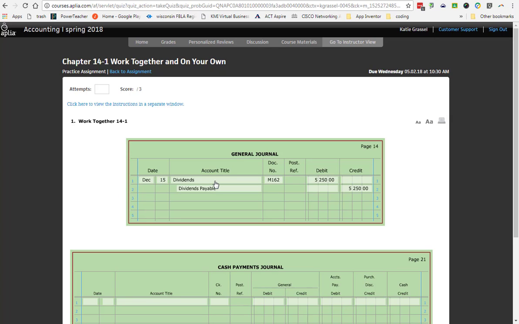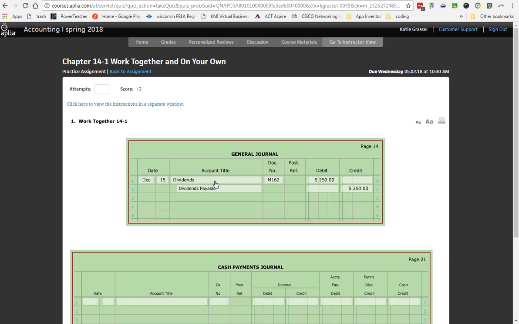Declaring a dividend is the action by the board of directors to distribute earnings to a stockholder. The definition of dividends is earnings distributed to our stockholders. And the amount earned by a corporation and not yet distributed is an account called Retained Earnings. So those are new accounts that we're going to be dealing with.